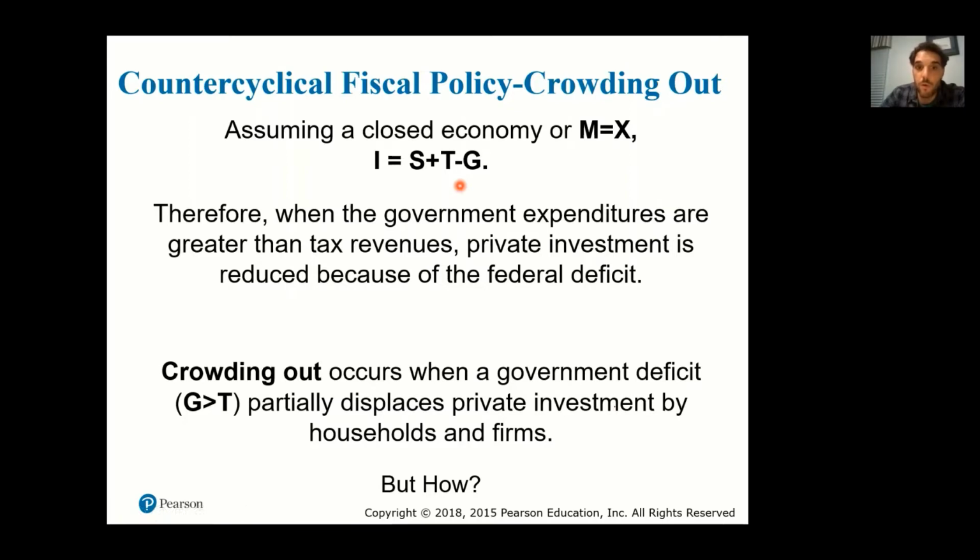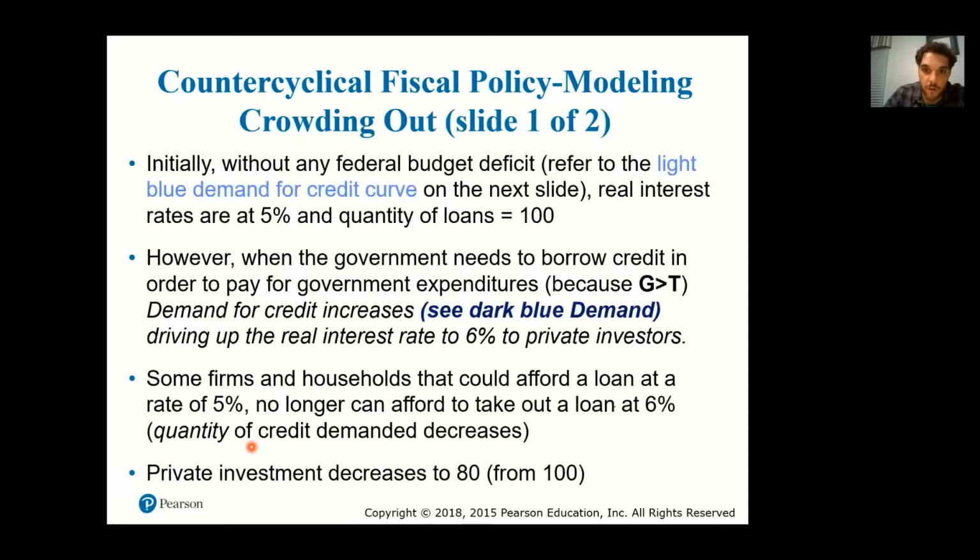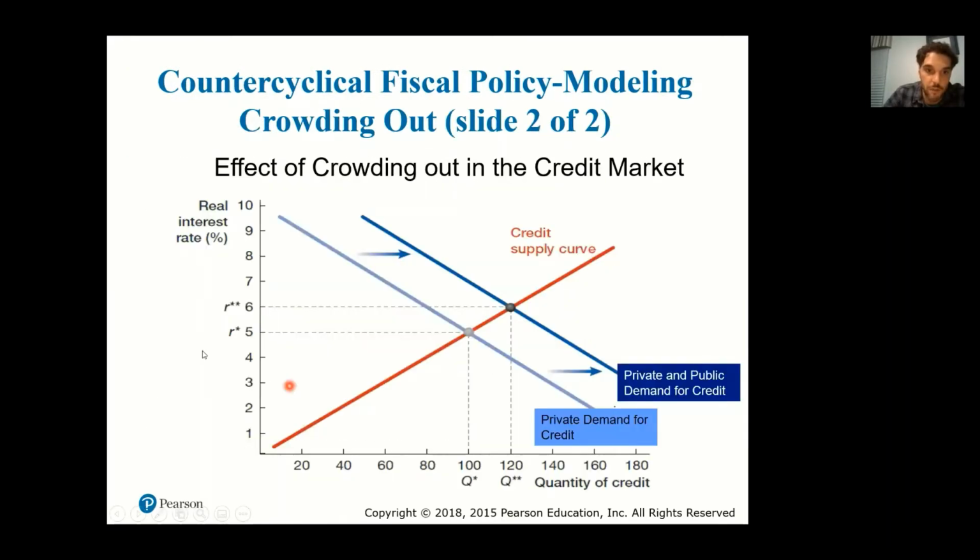And so when crowding out occurs, it's because government expenditures are greater than the tax revenues that are collected, meaning the federal government has to borrow, and that borrowing drives up the demand curve, increasing interest rates, crowding out, again, some credit that would have been used for investment by private households and firms.